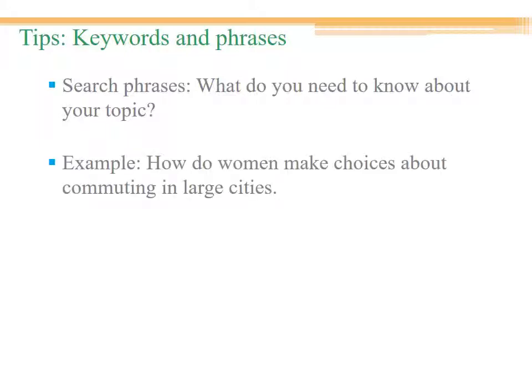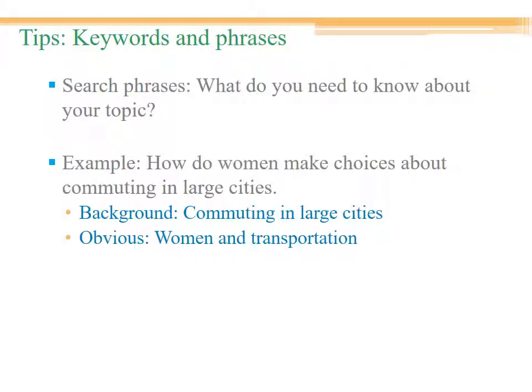For example, if my question was, how do women make choices about commuting in large cities? Thinking about this topic, first, I would need to find background information. So I came up with the search term, commuting in large cities. Even though it's not specifically about women, I will be expected to know this material. Then I have the obvious search phrase, women in transportation. So I'll find authors who have published similar research using this search phrase.